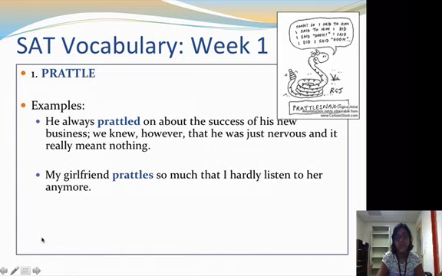The first word is prattle. Read the 2 sample sentences, then try to think about what the word prattle could mean based on the context. Write down that guess.